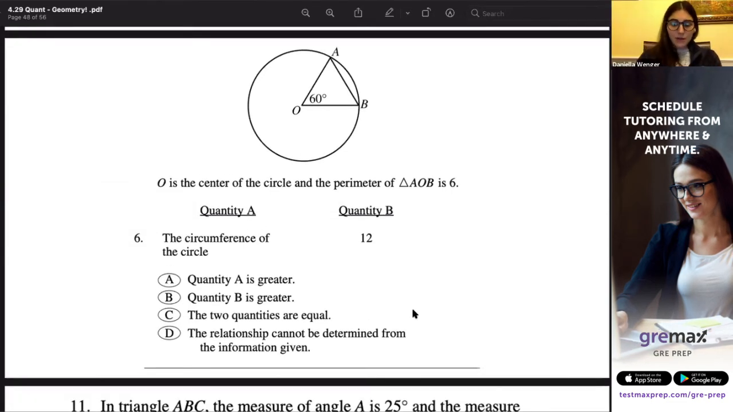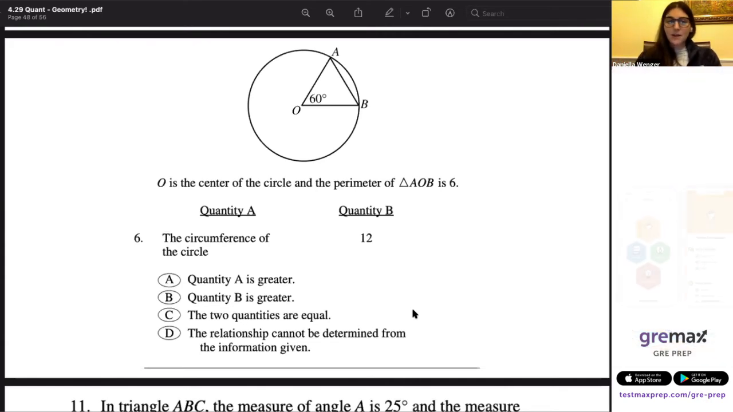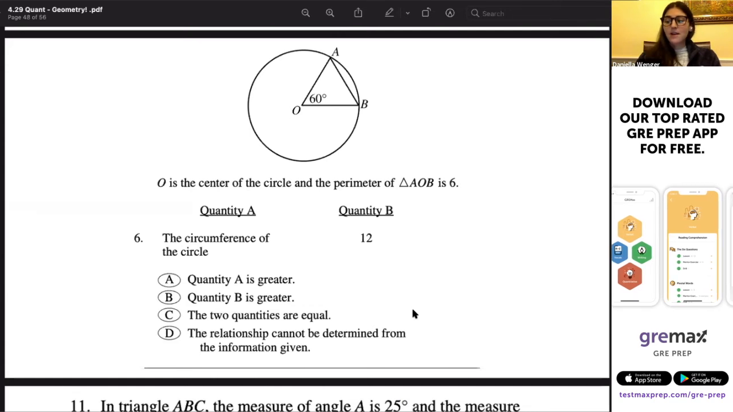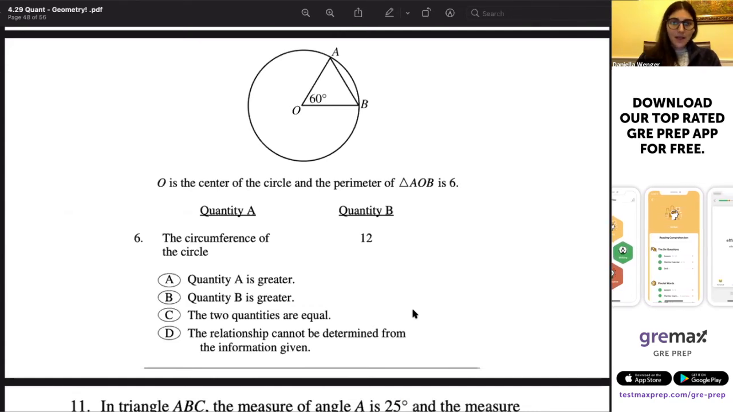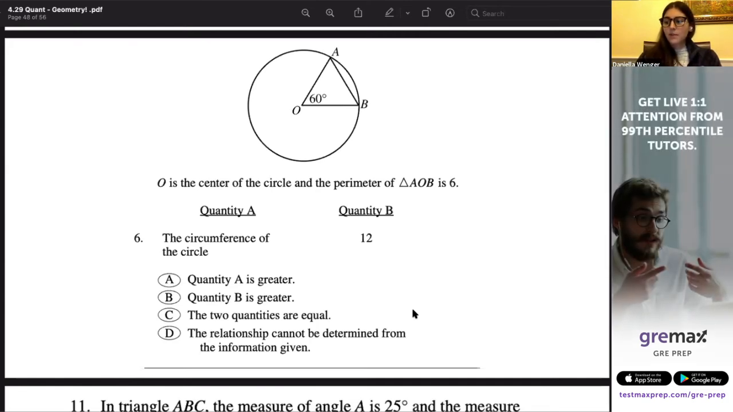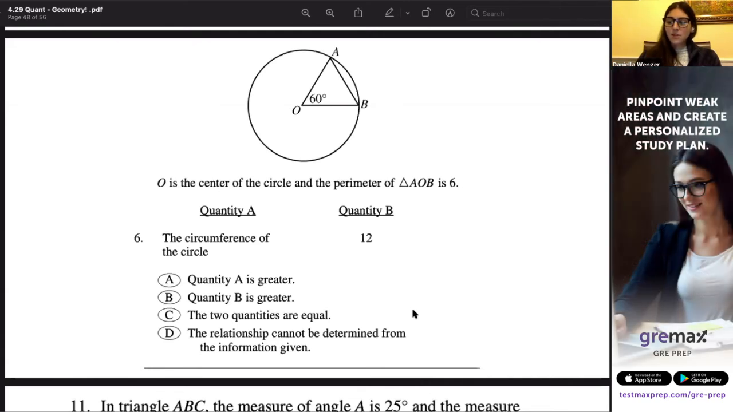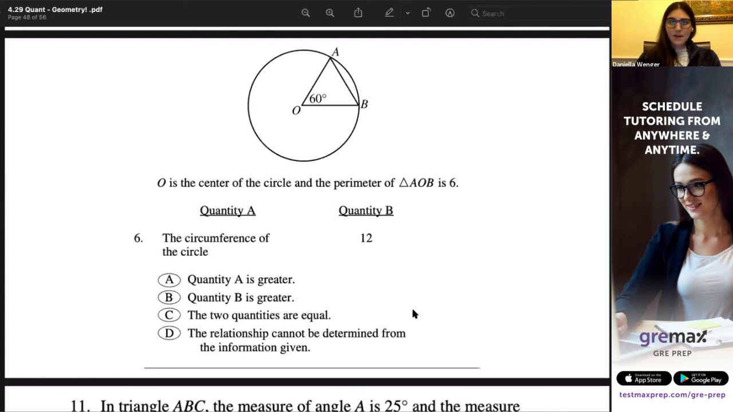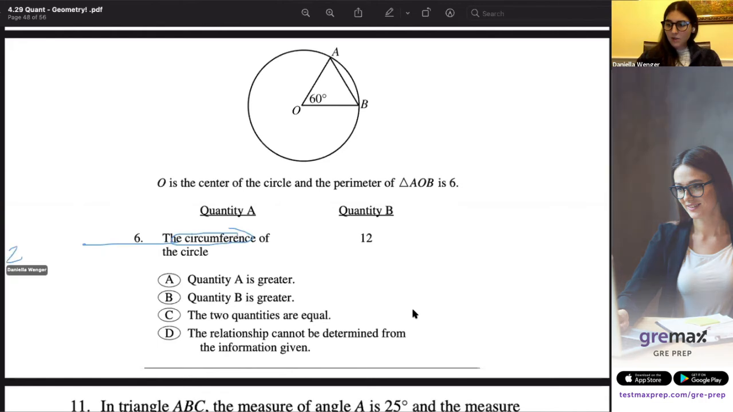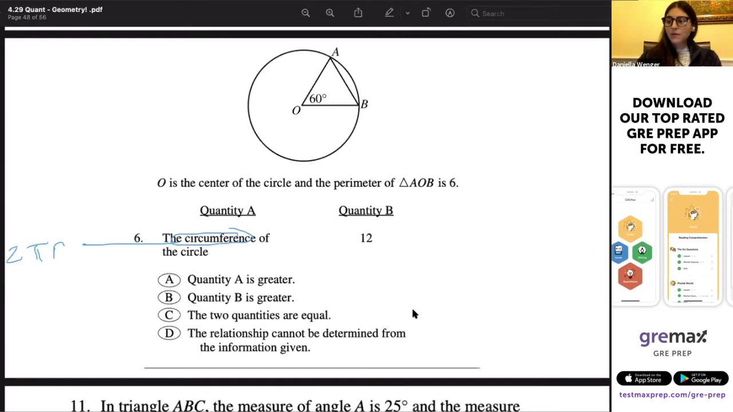Moving on to the next question, we're just going to do some general observations up front. So what do we see here? We see a circle and a triangle that's inscribed into that circle, and we have a statement. And what does that statement say? O is the center of the circle, and the perimeter of triangle OAB is 6. Okay. Quantity A says the circumference of the circle. Okay, what's the formula for circumference? I'm just going to jot that down quickly. It's 2 pi r. And quantity B is 12.